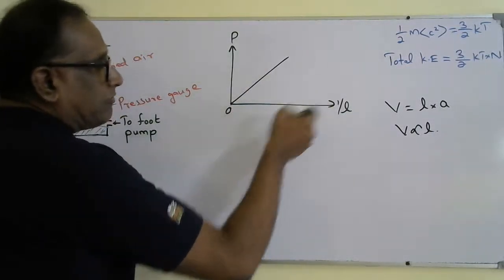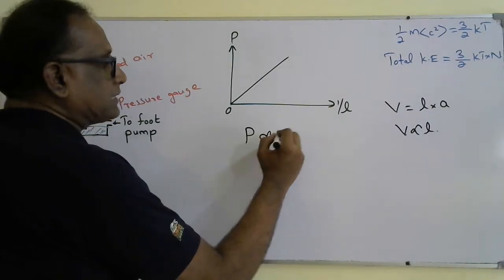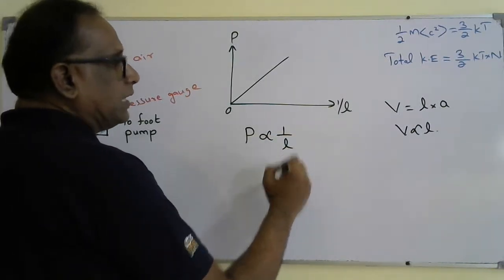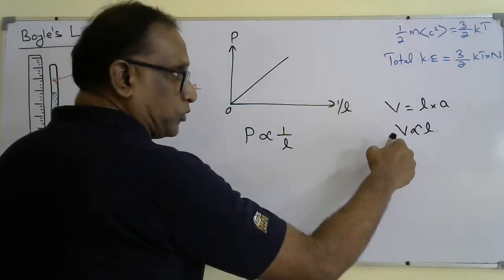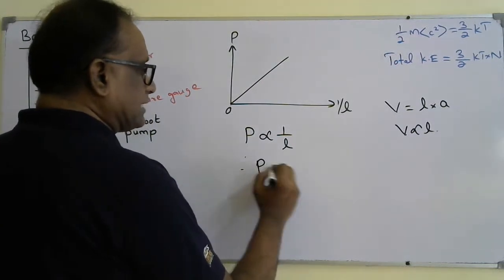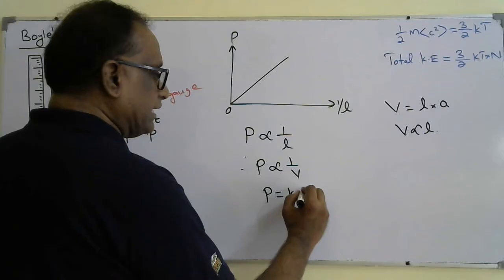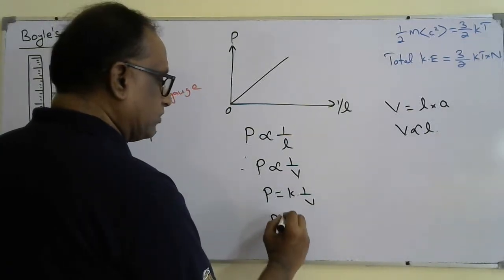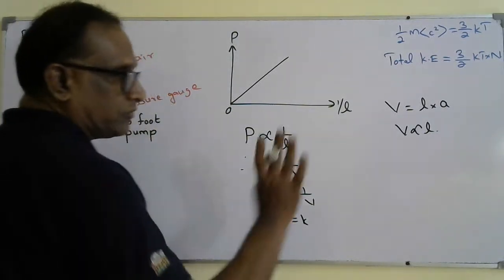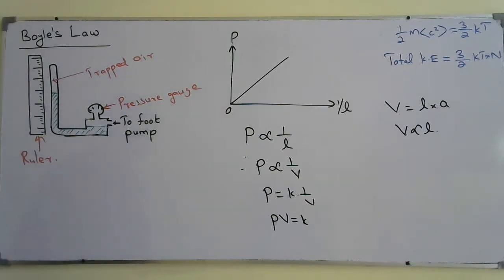Since the graph is a straight line through the origin, I can say pressure is inversely proportional to length. But length is directly proportional to volume. Therefore, pressure is inversely proportional to volume. So pressure is equal to a constant times 1 over V. PV equals K. That is Boyle's law. We will verify Boyle's law.